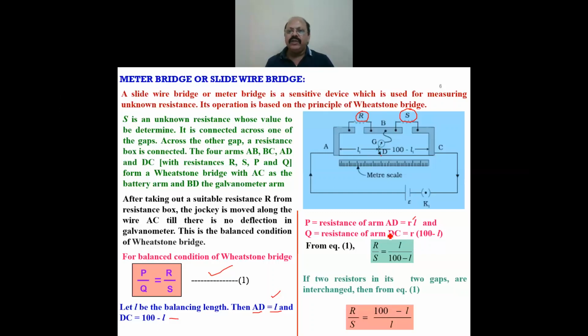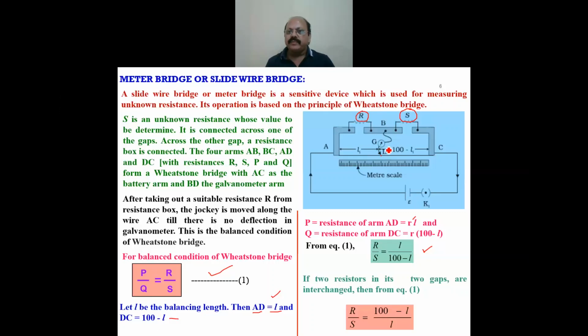Then you substitute these values in equation number 1. From equation number 1, in place of P you have to write RL, in place of Q you have to write R(100 minus L). Then small r gets cancelled. You will get L upon 100 minus L, which is equal to R upon S. Rearrange it. That is R upon S equal to L upon 100 minus L. Here S is the unknown resistance. So S equal to (100 minus L) upon L into R.